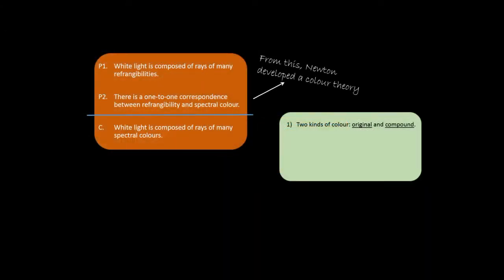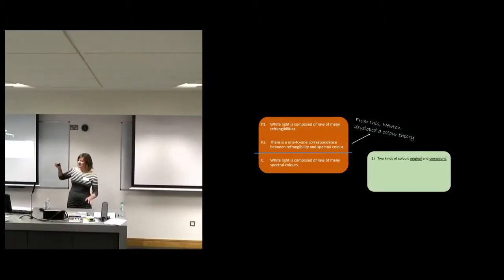He does this in 13 propositions, but I'm just going to give you the highlights, the things that become important through the debate. So the first thing is that he thinks that there are two kinds of color: original color and compound color. Original color is an inherent property of any particular ray of light. The way that you might identify original color is that it's going to be unchangeable. If you've got original color and you're putting it through a prism, then you're going to end up with that same color coming out the other side of the prism.